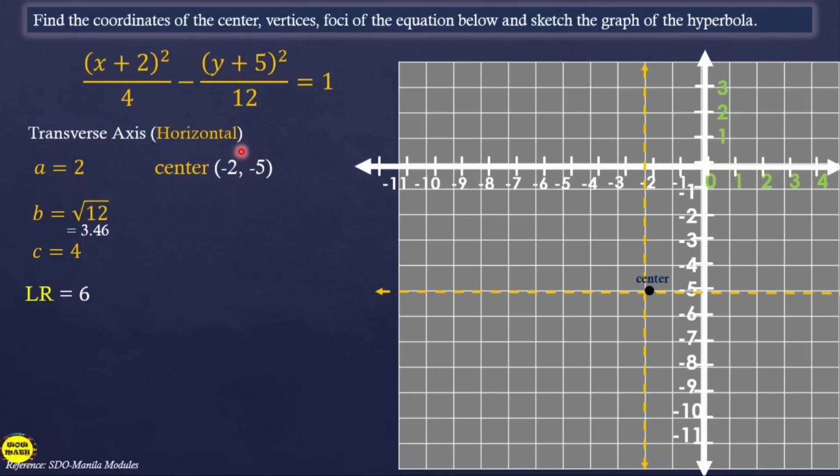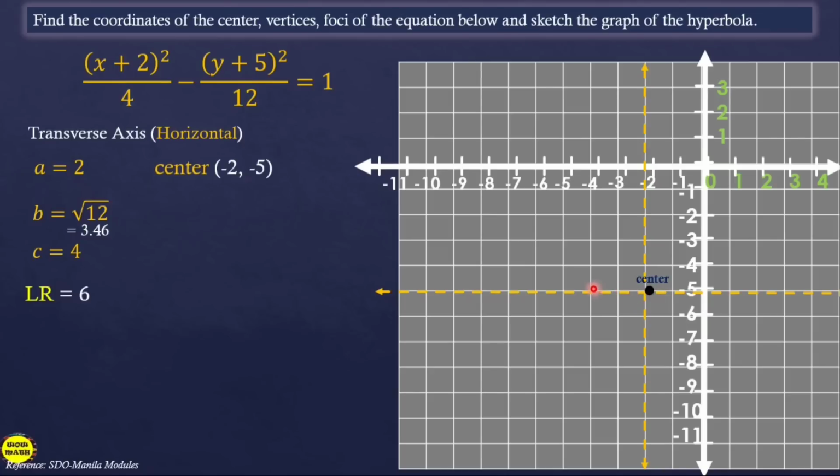And then, yung vertical dyan, that is the conjugate axis. So, yung A, para makuha natin yung vertex, magmumove tayo papuntang left at papuntang right, kasi yung transverse axis natin ay horizontal. Tatandaan ulit na sa transverse axis natin makikita yung vertex saka yung focus. Since yung A natin is 2, magmumove tayo ng 2 units papuntang left at papuntang right.